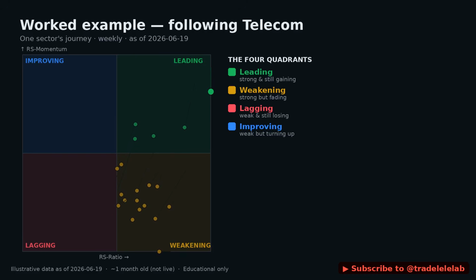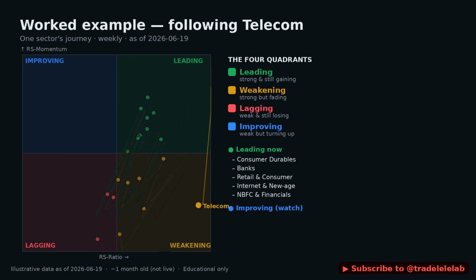I have highlighted a single sector, telecom, and dimmed the rest, so we can follow its journey. Watch its tail draw in. Notice which quadrant the tail begins in, and which way the head is pointing now. If the head is up and to the right, and it sits in the green leading quadrant, this sector is strong and still gaining. It is carrying the market.